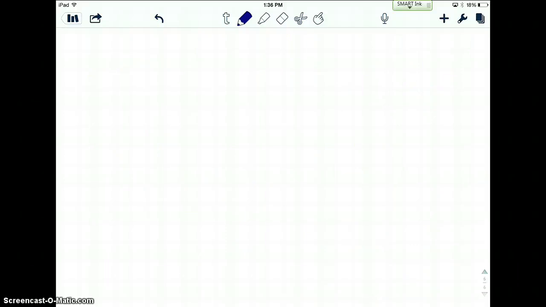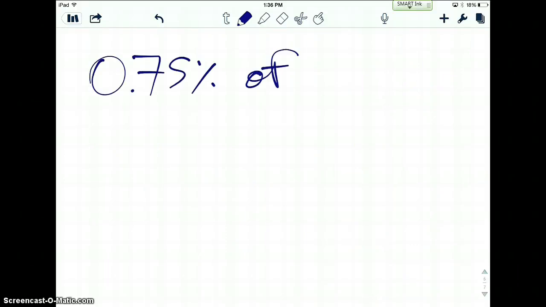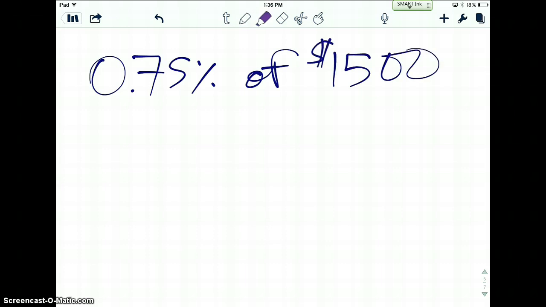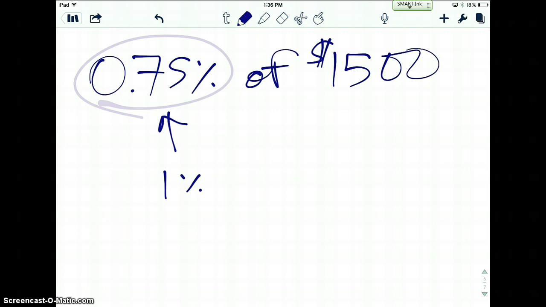After 1 year, we need to find 0.75% of $1,500. You might be like, my gosh, 0.75%? Is that 75%? No, no. This is less than 1%. It is less than 1%. Oh my gosh, the bank is giving you less than 1% of your investment. But hey, it's something.